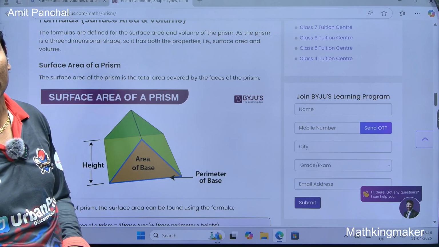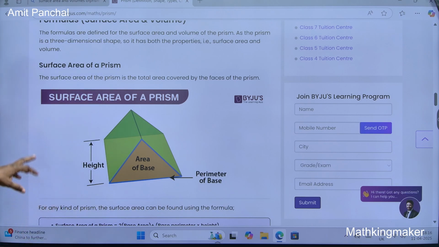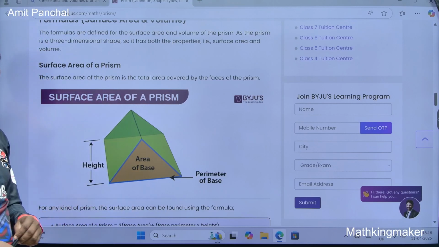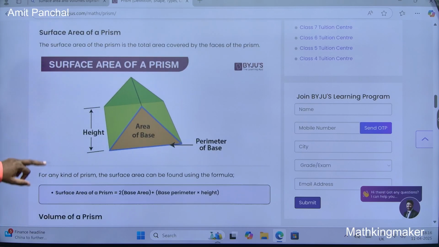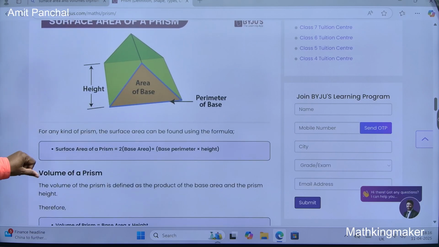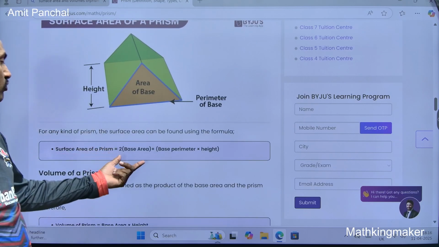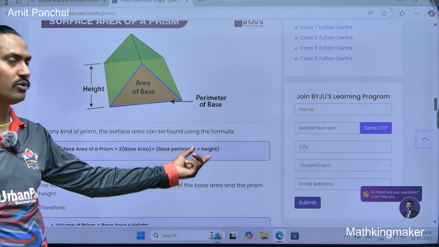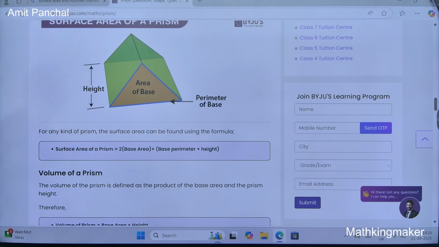So first of all, let me see the surface area of prism. First of all, you have to find all the areas of the surfaces, then just add them. So you will find the surface area of the prism. The surface area of a prism can be found by 2 into base area plus base perimeter into height. Just please note it down.